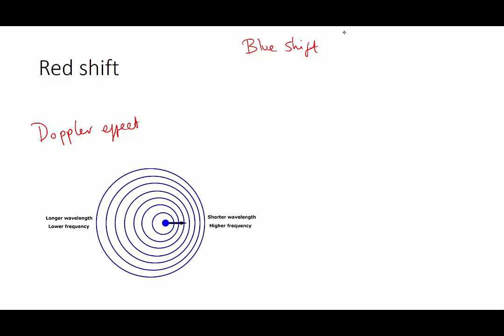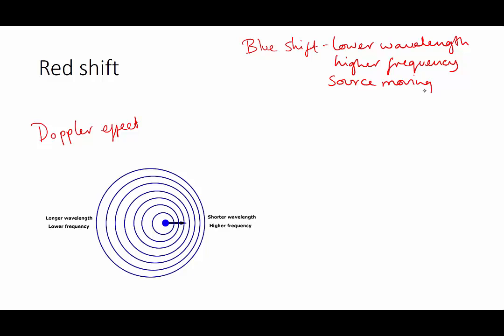So blue shift happens if the wave source is moving towards you. So for example, a galaxy moving towards us, the wavelength gets shorter because the waves are compressed. The frequency gets higher. There are more waves per second. So we see the light has shifted towards the blue end of the spectrum. Okay, for redshift, the opposite is happening.